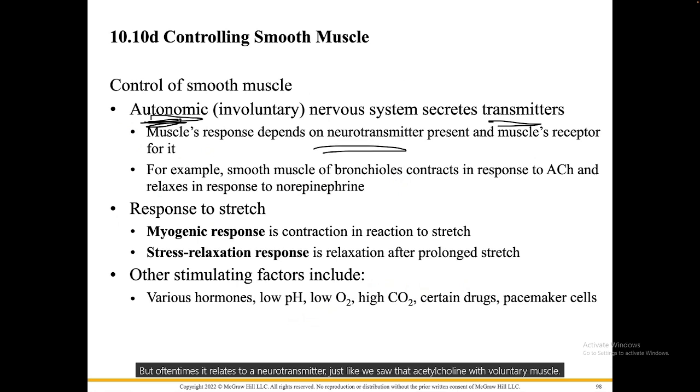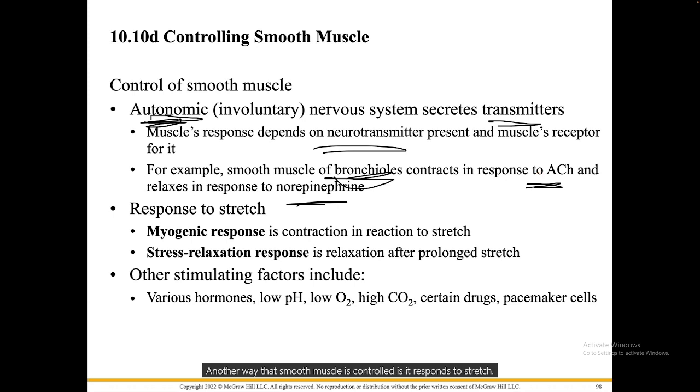But oftentimes it relates to a neurotransmitter, just like we saw with acetylcholine in voluntary muscle. An example of this could be those tubes up around the lungs, the bronchioles. A certain chemical, acetylcholine, makes them contract, and another chemical, norepinephrine, makes them dilate. If these tubes dilate, I'm going to get more oxygen in. If these tubes contract, I'm going to get less oxygen in.